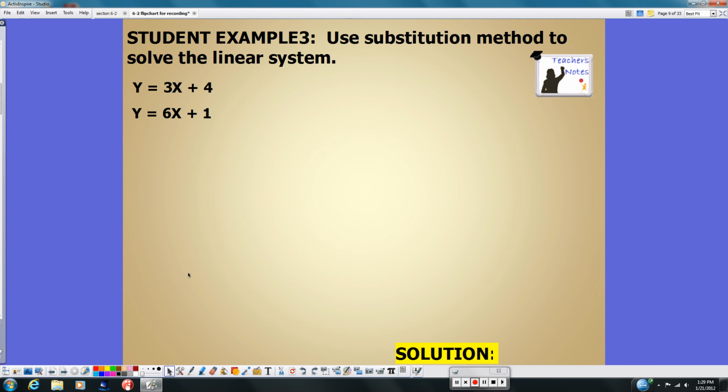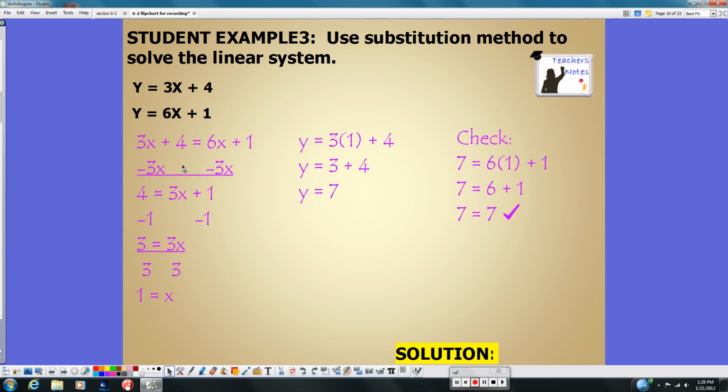Another example, we want to solve the system y equals 3x plus 4 and y equals 6x plus 1. Notice they're both equal to y, so you set both equations equal to each other. Subtract the 3x from both sides to get the letters by themselves. We have 4 equals 3x plus 1. Subtract the 1 from both sides to get 3 equals 3x. Divide both sides by 3 to get x equals 1.